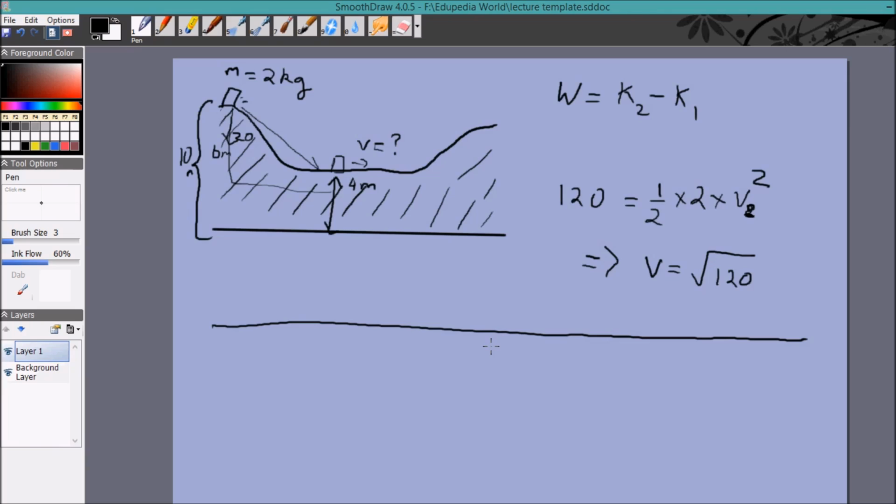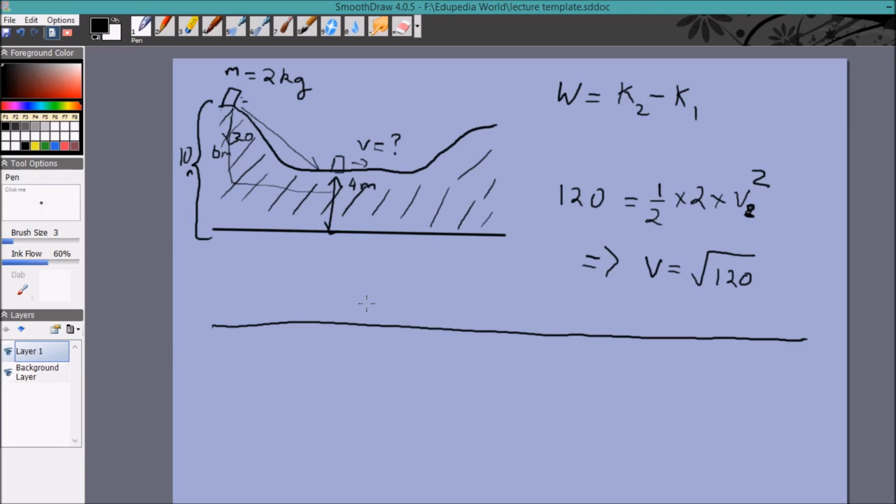In that case, gravity is no more an external force. Now it becomes an internal force, right? Because it is a force acting between two components of the system, the earth and this particle. The work done by normal force will still be 0, and still there is no friction acting. So in this case, the work done by external forces on this combined system is 0.